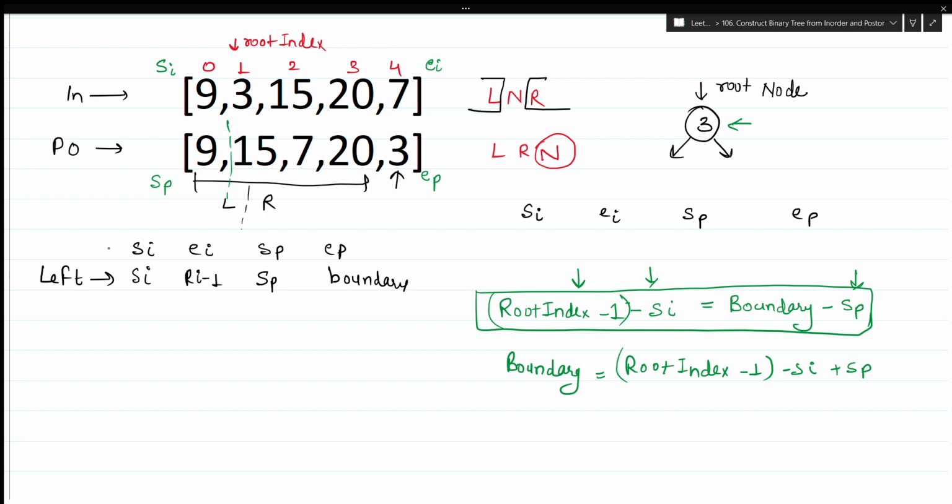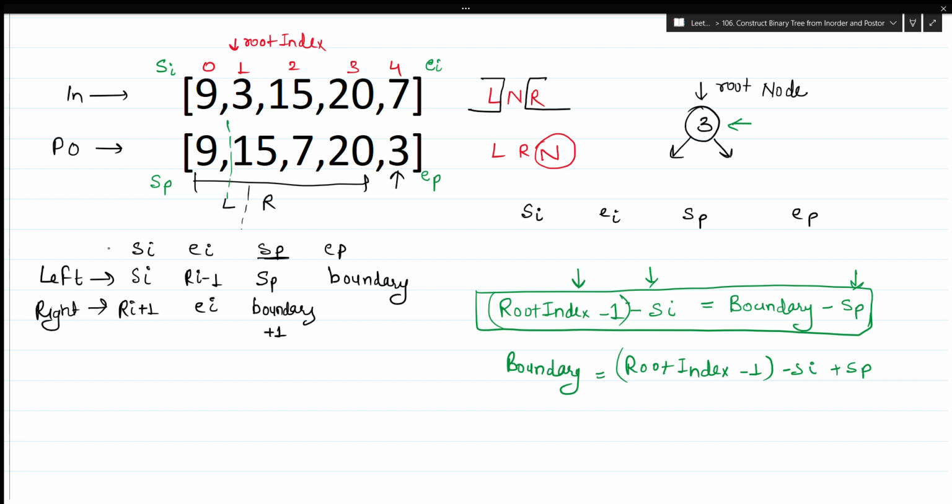So with the help of this, my left subproblem can be solved. What about the right subtree of the tree? The right subtree will be nothing. Where can it start? In the in order, it can start at root index plus 1 and end at the ending index of in order. Okay, what will be the starting position here? The starting position will be boundary plus 1. And what will be my EP?